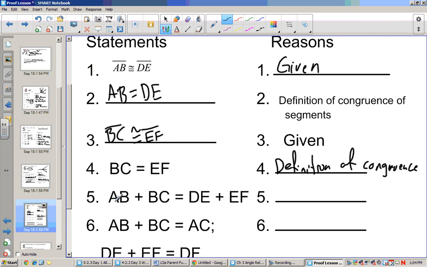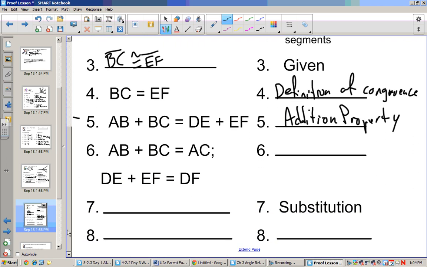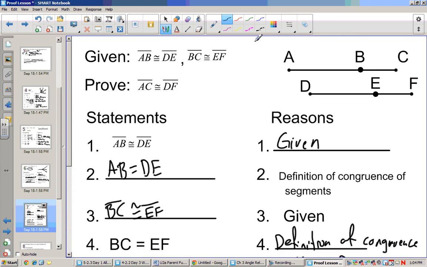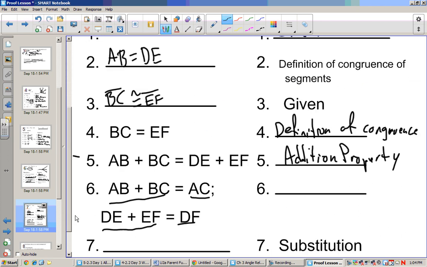Now, why is AB plus BC equal to DE plus EF? Well, we're just adding these two and those two, and since they're equal, that'll be the same. So that's the addition property. And now AB plus BC equals AC, and DE plus EF equals DF. Now if we look back up here, AB plus BC, why is that equal to the big thing? And same thing here, DE, EF. That's called the segment addition postulate.